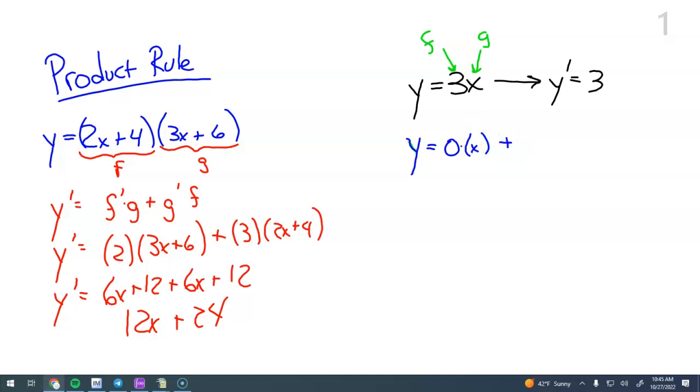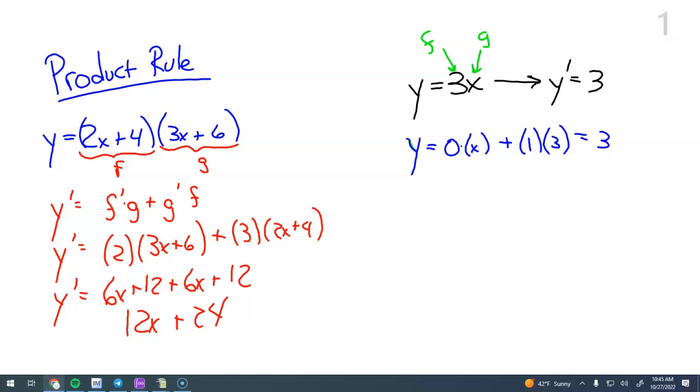What's G prime? Okay, well, you gotta shut up. And then F is 3. And then if I multiply those together, 0 times X plus 1 times 1 plus 3 is 3. So why didn't we use product rule for this? Because it's annoying, we don't need to. But could we? Yeah, and it would still work.